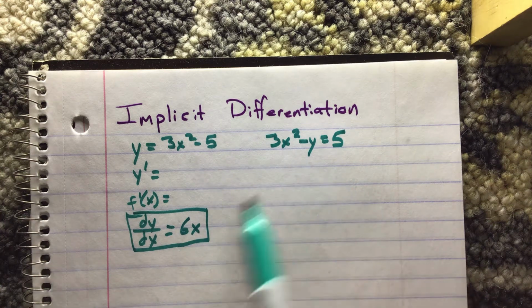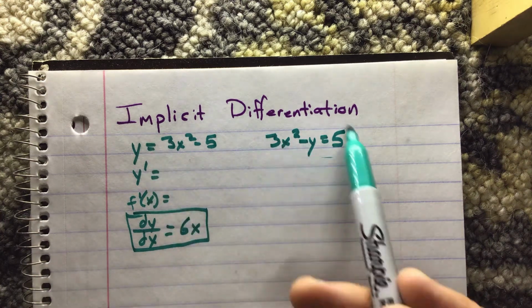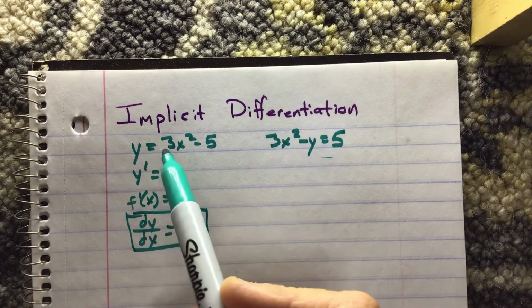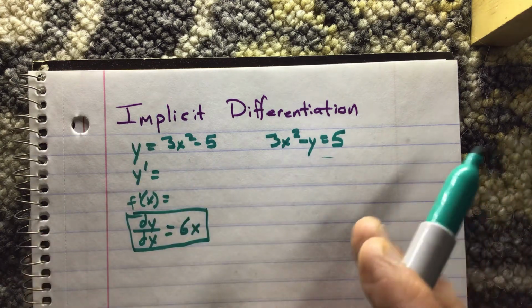And that's no problem, and then we can take the derivative. So that's what we would do. If you were given this function, you would put it into function form, take the derivative, no problem.